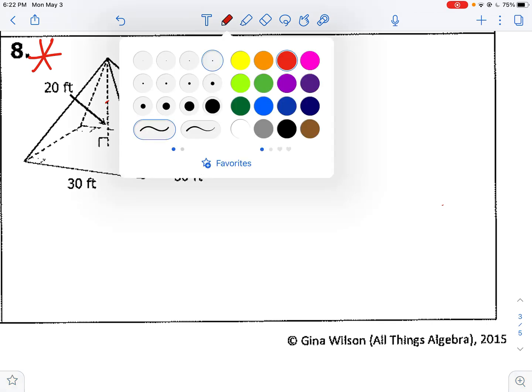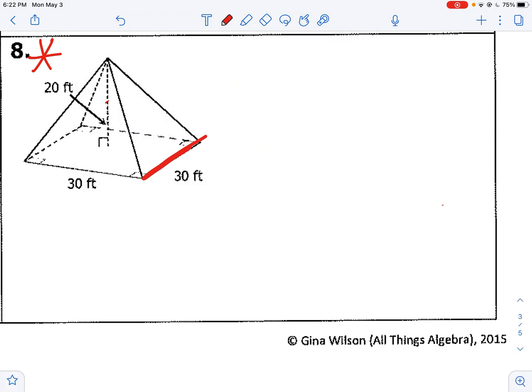So what we're working with here is we have a side length. We have a height, but we're missing the slant height, which we need to find the area of these lateral sides. So we need to find the slant height. That's really what I'd like to find here. How am I going to find that?